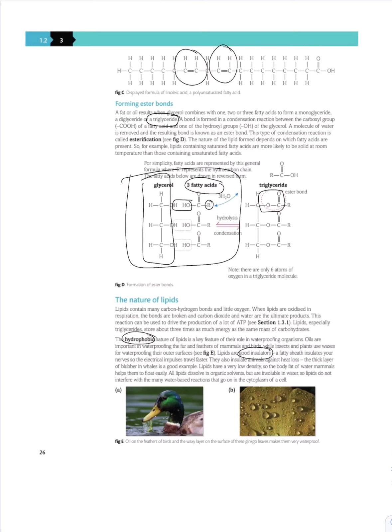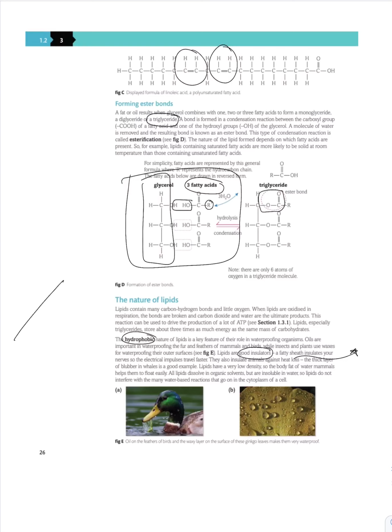They also insulate animals against heat loss, so a thicker layer helps them. The thicker layer of blubber in whales is a good example. Lipids protect against heat loss, because you don't have blood vessels in your fat. So if you've got lots of layers of fats, the blood vessels are going to be lower down, and so you lose less heat through radiation.